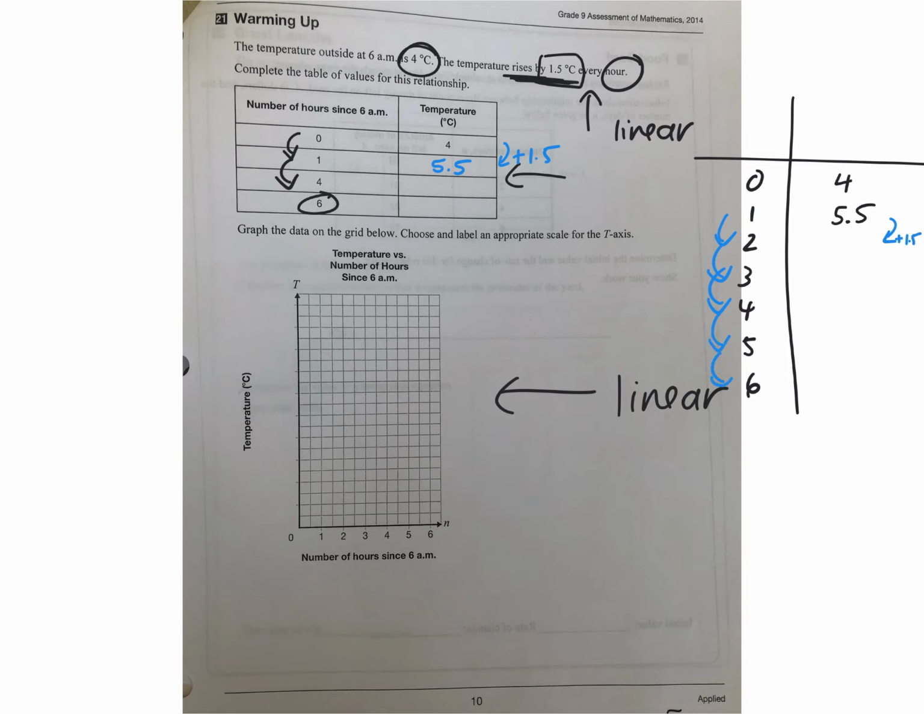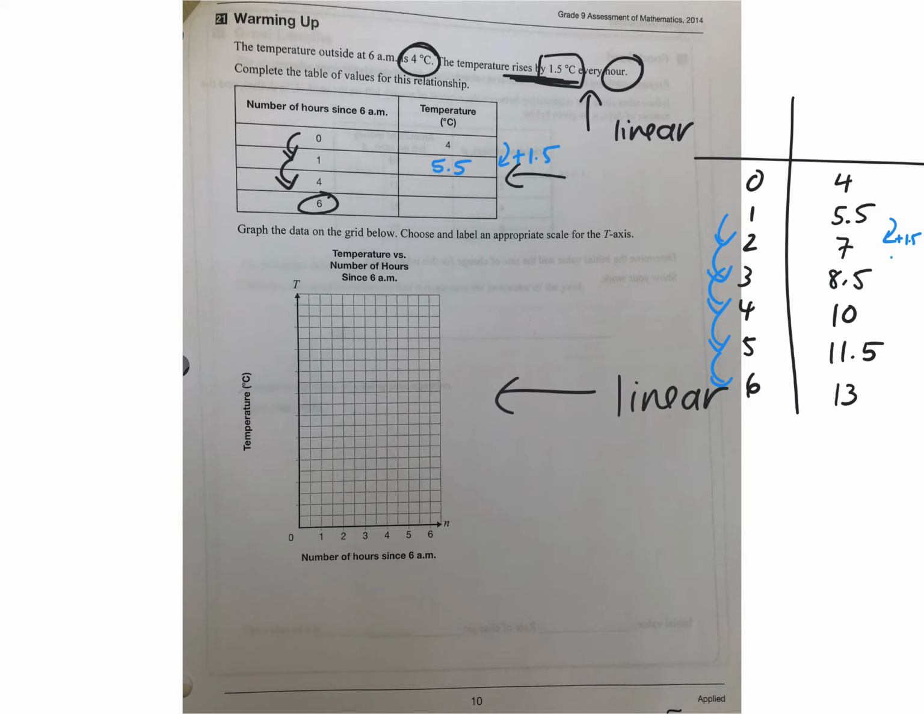So can you tell me what you got for the table? Good. And then for 3 hours, somebody else? 8.5. For 4 hours? 10. For 5 hours? 11.5. And for 6 hours?